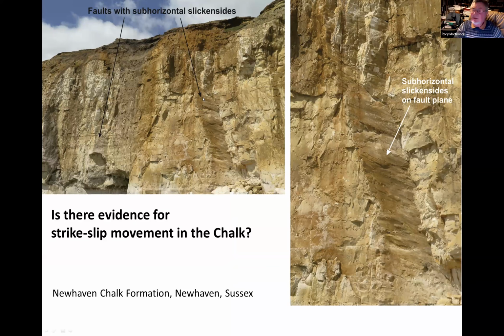Now, one question I've regularly asked is, is there evidence for strike slip movement in the chalk? Well, here in the Newhaven Cliffs, a great place to go and study fracturing in the chalk down at Newhaven, you can see these beautiful near horizontally slickensided striated surfaces on these fractures in the chalk. And these are fault movements with many of them all the way through this cliff showing strike slip movement. So they are common.